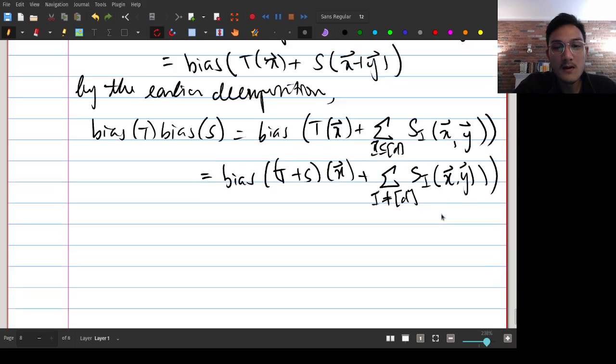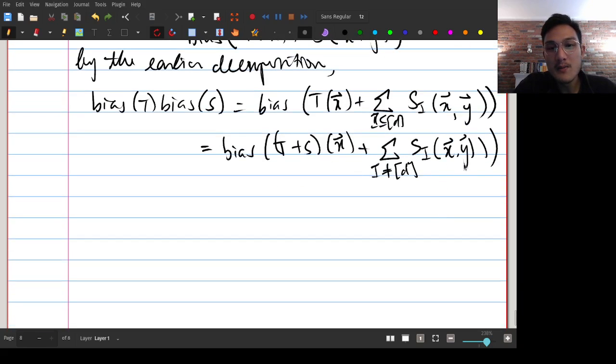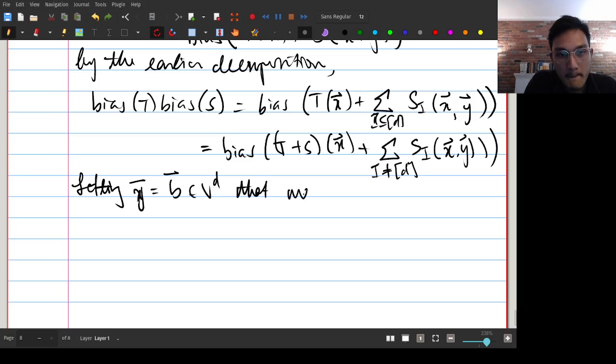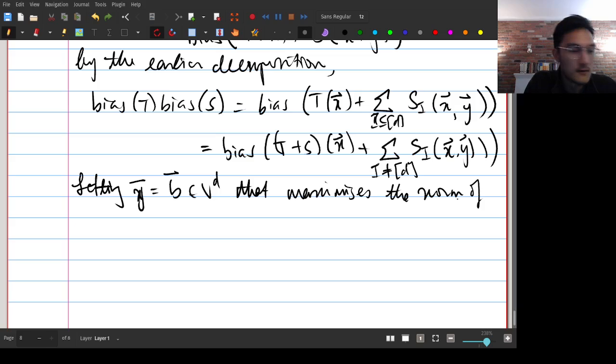So now let's get rid of y here, by just making this as big as possible. So setting y to be equal to some b in V^D that maximizes the norm of this. By this I mean this whole thing here.